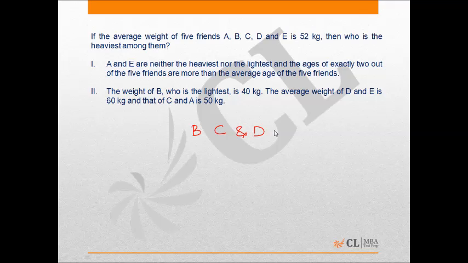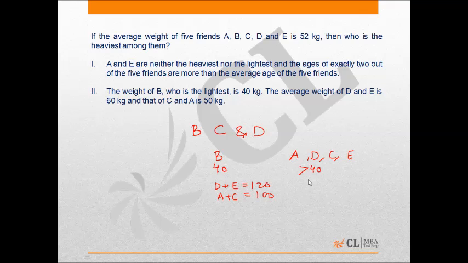Now if I use statement 2 alone, the lightest person is B and the weight is 40, which means that the other persons A, D, C and E, the average weight, if I look, has to be more than 40. Now the average weight of D plus E is 60, which means the sum has to be 120 and A plus C has to be 100.